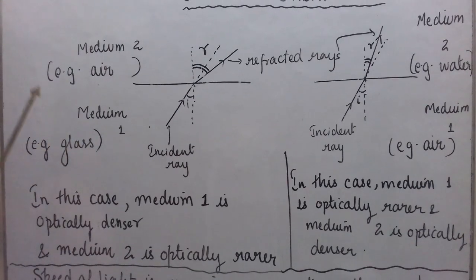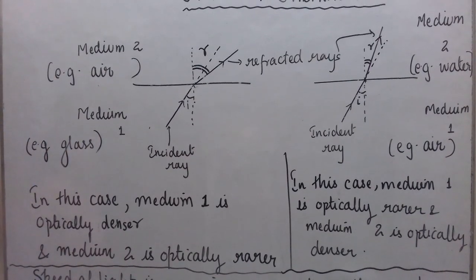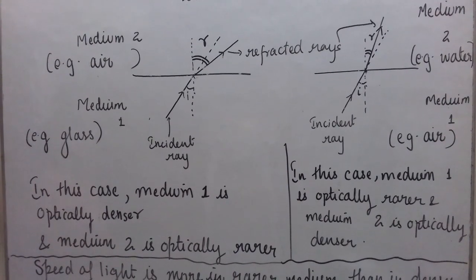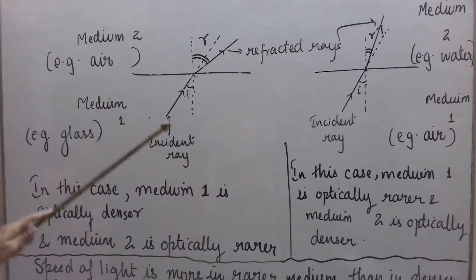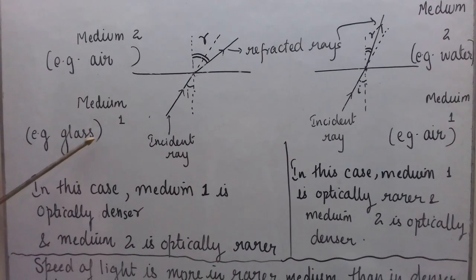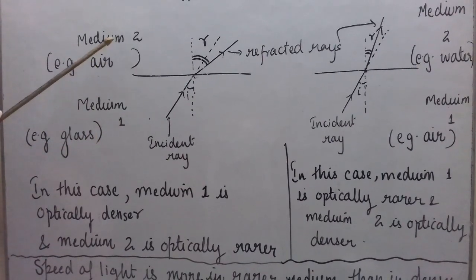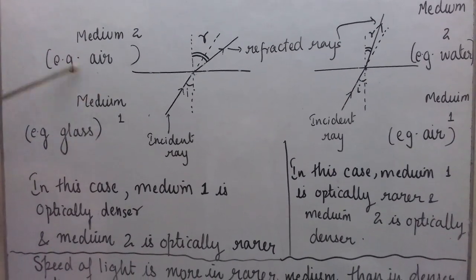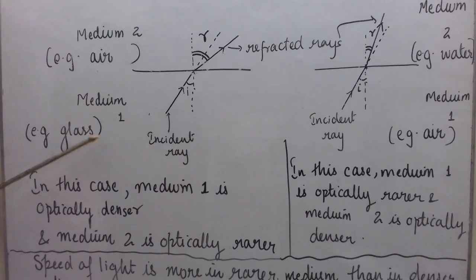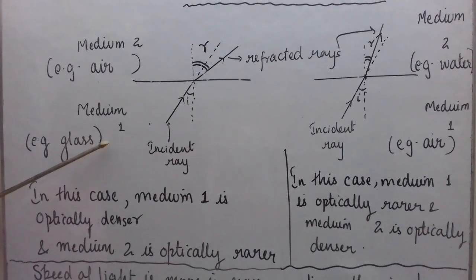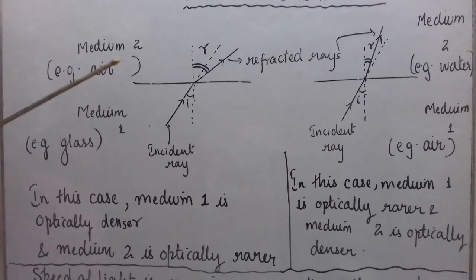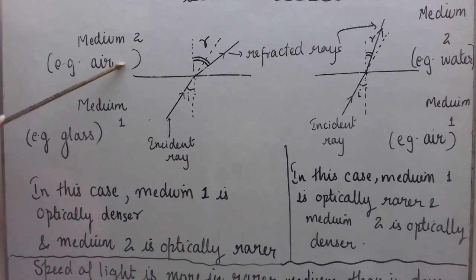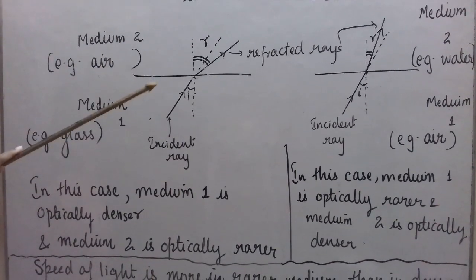Excluding vacuum or air, we can say no other medium is absolutely optically denser or optically rarer. For example, I'll tell you. Suppose I have glass here and then here I have air, as in this case. Now in this case, this is the optically denser medium and this is the optically rarer medium because here the speed of light is more.